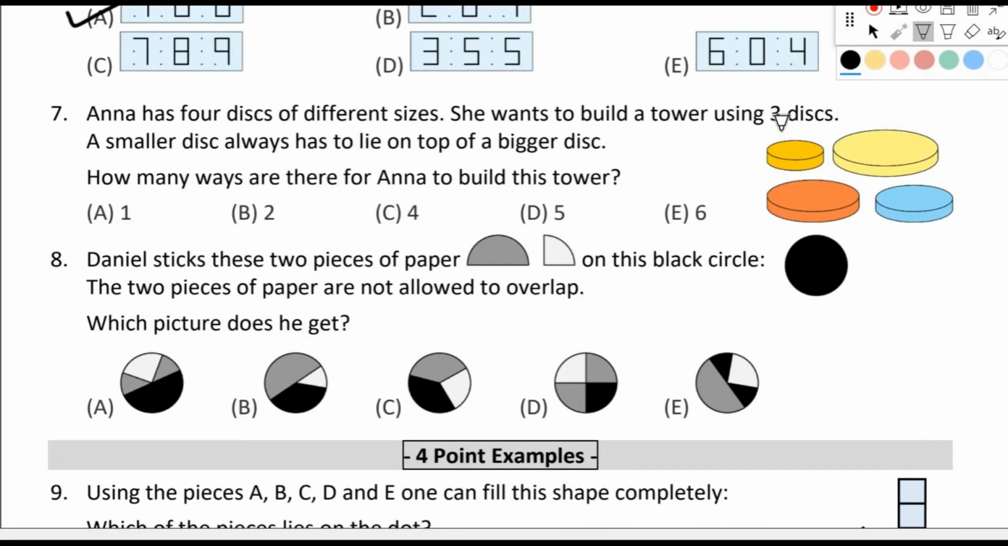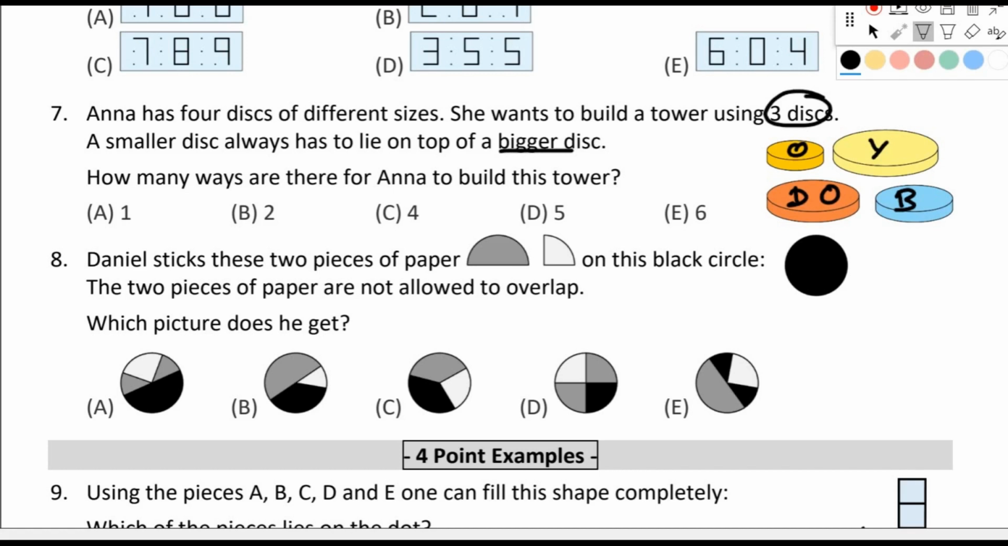Seventh question. Anna has 4 discs of different sizes. She wants to build a tower using 3 discs. She has 4 discs: yellow, orange, dark orange, and then blue. But she wants to use only 3 discs. A smaller disc always lies on top of a bigger disc. Just like the Tower of Hanoi, the puzzle looks like Tower of Hanoi.